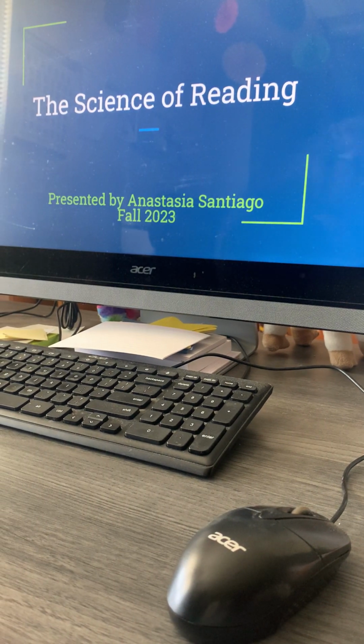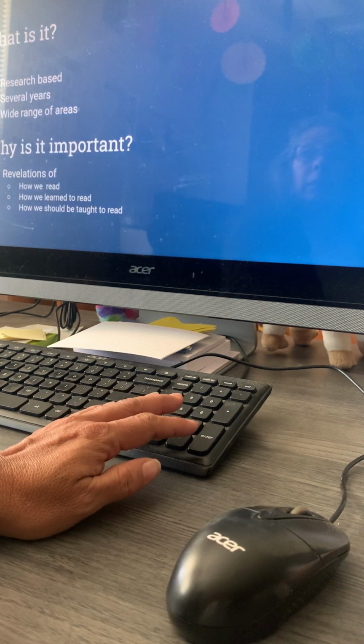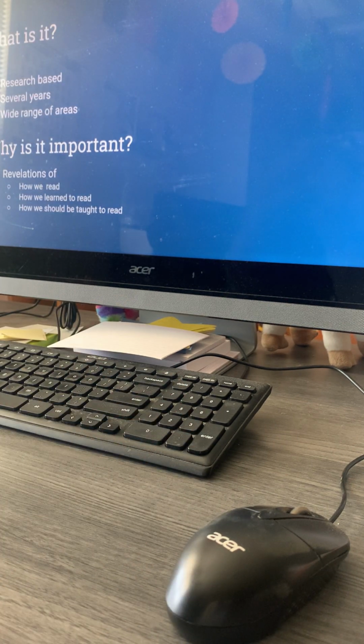Okay, today we're going to talk about the science of reading. What is the science of reading? The definition of science of reading is based on a half-century's worth of scientific-based research focusing on reading and the issues with reading and writing. The research has been conducted across the world and in a wide array of areas, not simply reading and writing.